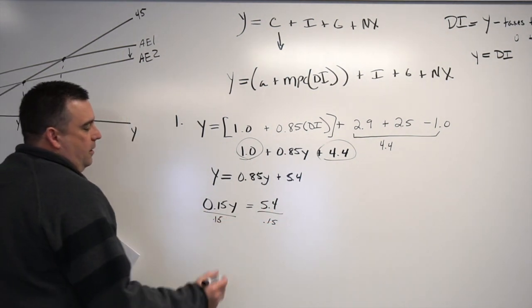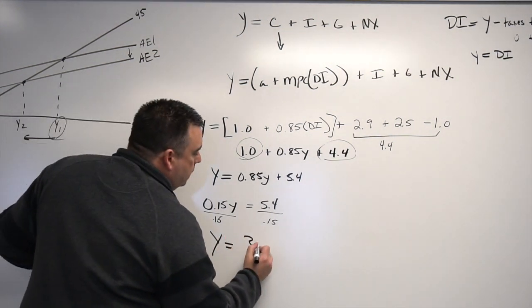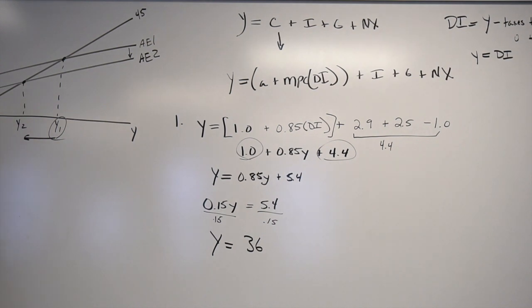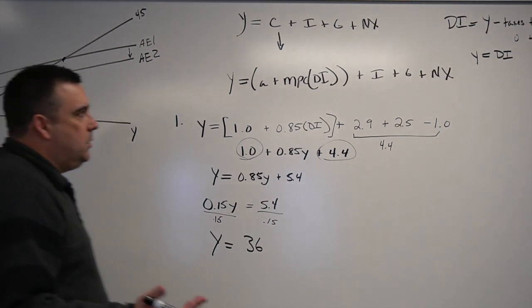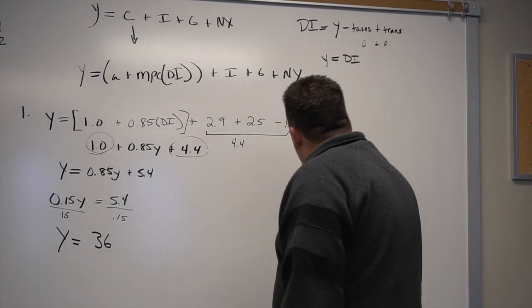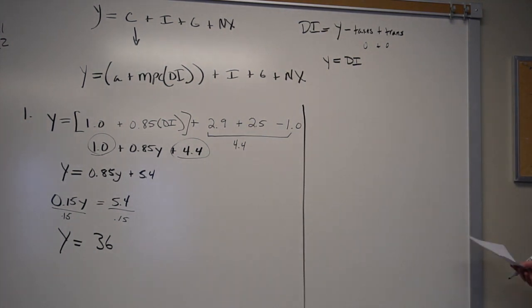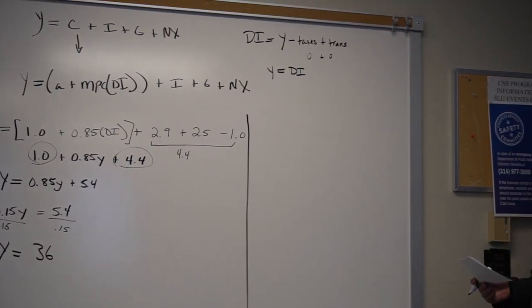Divide by 0.15, and I get y is equal to 36. So on number 1, you should have gotten a solved value of y equals 36. Number 2 said keep all the values the same, except we're going to have taxes and transfers now.